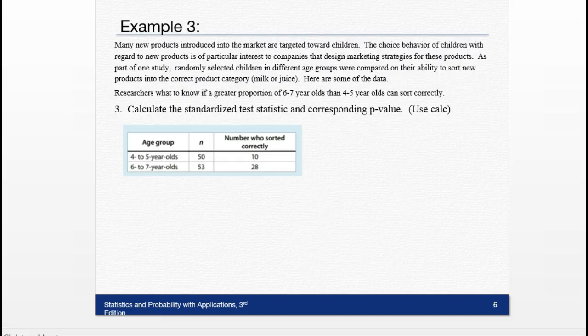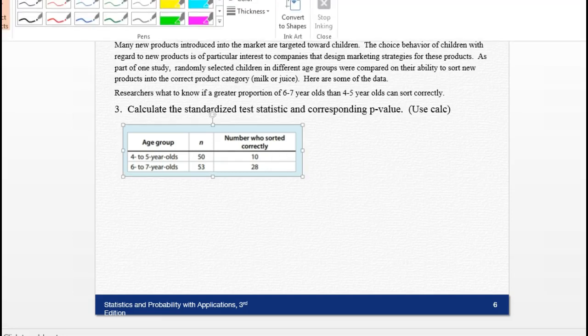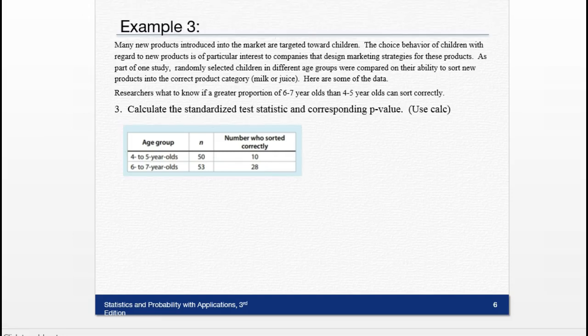All right, step 3. Calculate the test statistic and corresponding p-value. Now, I don't want you to mess with the formula on these. They're a little more complicated, so I'm going to mess with it. But I do want you to use your calculators and clearly identify. In the calculator, it's going to ask you for x1 and n1, x2 and n2. You've got to be really careful. Which one do we put as the first one? That goes with p1. x2 and n2 go with p2. We said p1 was 6 and 7-year-olds based on the research, right? So x1 is 28, n1 is 53, x2 is 10, n2 is 50.